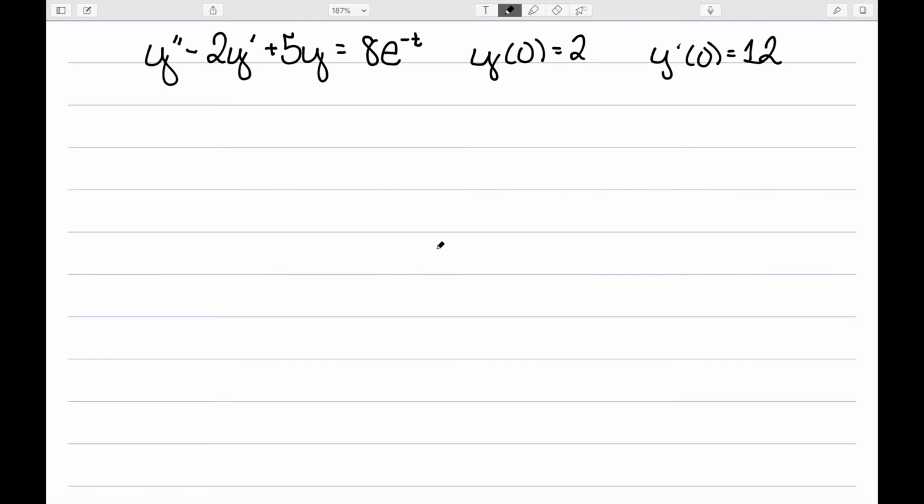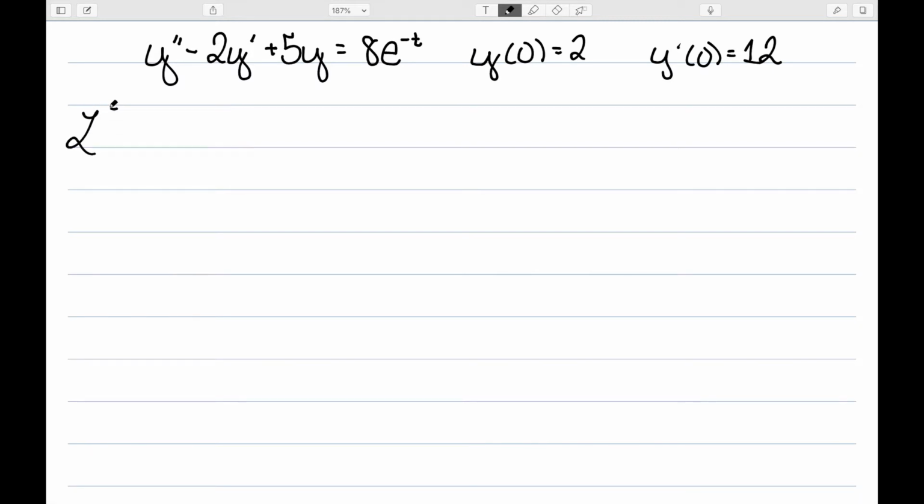I've now talked about taking the Laplace transform as well as the inverse transform, so let's try to solve an initial value problem from start to finish. Here I have y double prime minus 2y prime plus 5y equal to 8e to the minus t. We know y of 0 is 2 and y prime of 0 is 12.